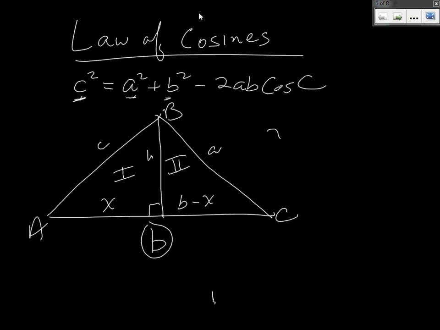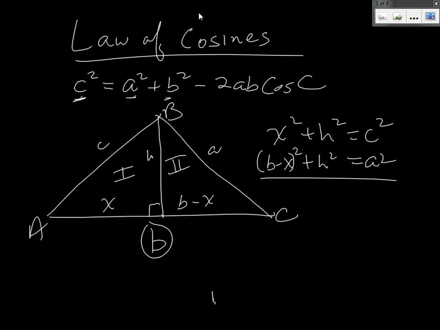Pythagoras would say that x squared plus h squared is equal to the hypotenuse squared for triangle 1. For triangle number 2, he would say that (b minus x) squared plus h squared is equal to a squared. And if we were to subtract, the h squared will cancel out. So we have x squared minus (b minus x) squared is equal to c squared minus a squared.